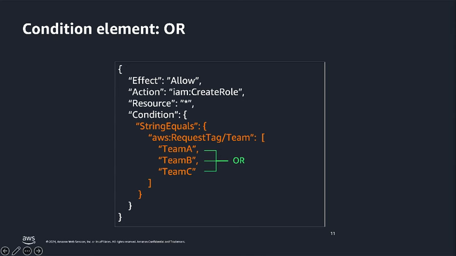Okay, with that, values for condition keys are ORed. This means that this policy matches an authorization context for the IAM create role action if the tag in the request with the key of team has a value of team A or team B or team C. If the operator is negated, like you see here with string not equals, the values are NORed. This policy denies the creation of an IAM role if the tag in the request with key team does not have a value of team A, nor team B, nor team C. And this is your way to add a list of exceptions in a deny statement.